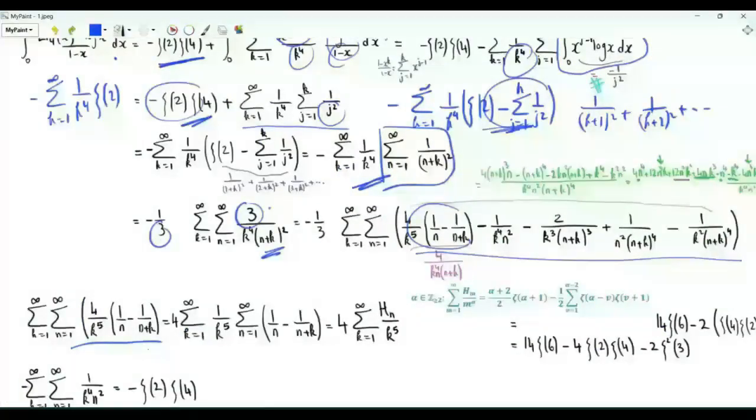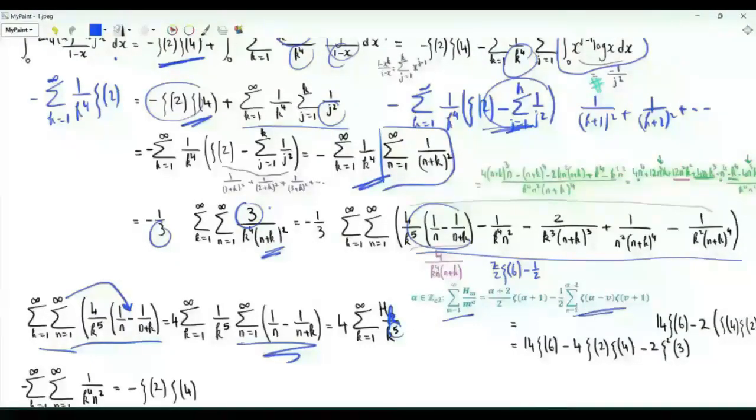The first part is 4 over k to the power 5, between brackets 1 over n minus 1 over n plus k. When we apply the sum with respect to n to this bracket, we get the kth harmonic number. The double sum is 4 times the sum over positive integer k of H_k over k to the power 5. This is an Euler sum. When alpha is 5, we get 7 over 2 zeta of 6 minus 1 half.